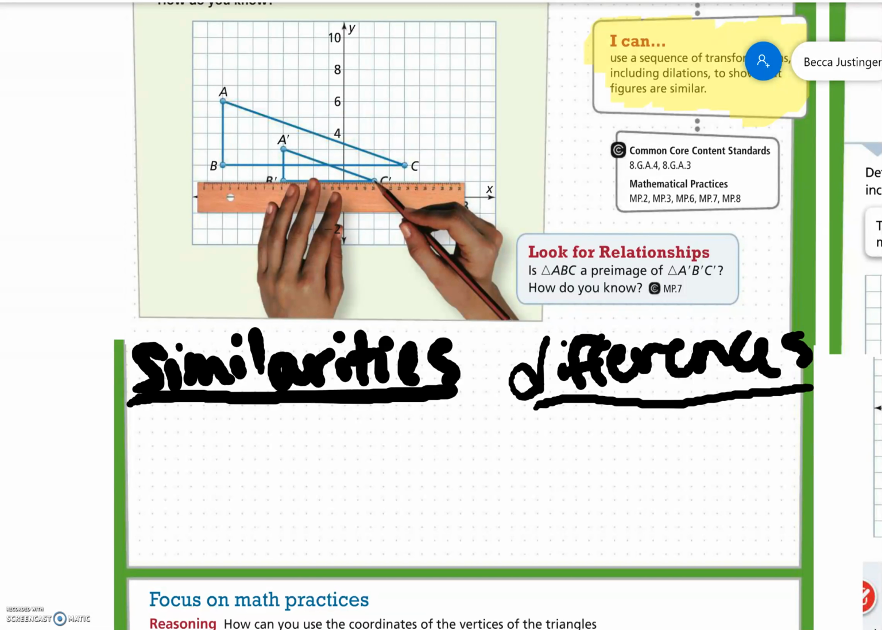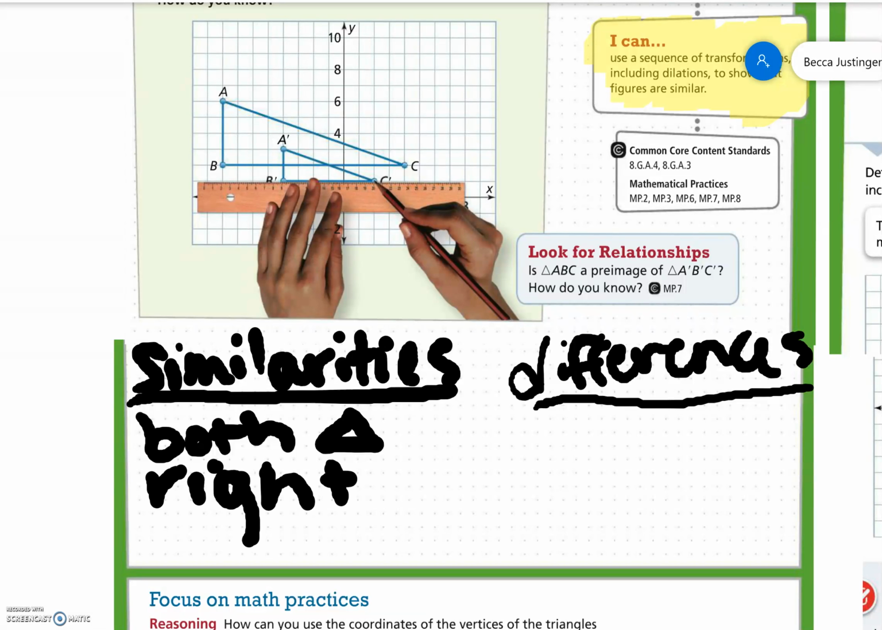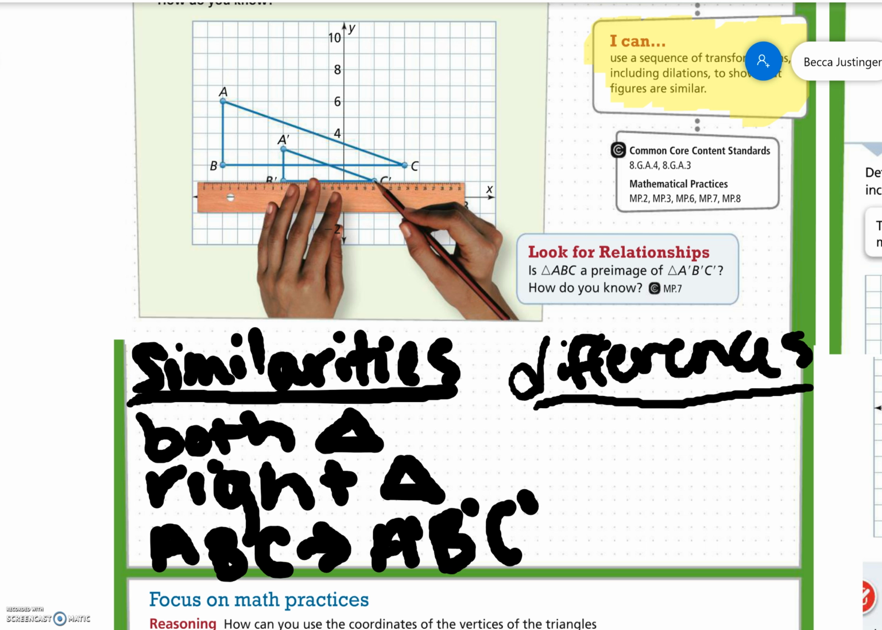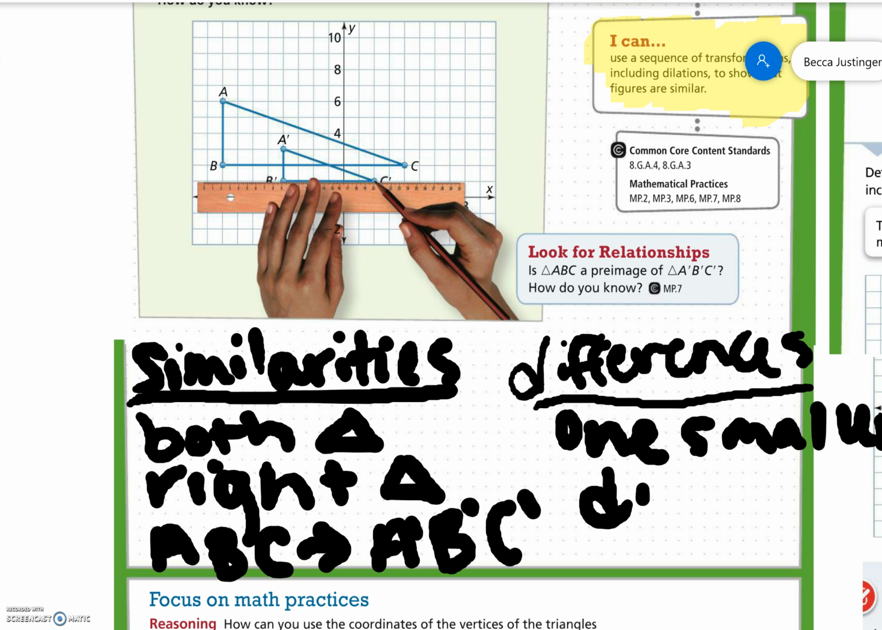Looking for participation. Hopefully you said that they're both triangles. And even more specific, they're both right triangles. They both have the points A, B, and C. But the second triangle is A prime, B prime, C prime, so we know it came from ABC. The difference is one is smaller, but it looks to be in proportion. So that tells me that there's been a dilation, what we learned last lesson.